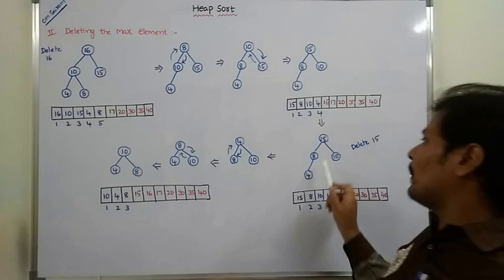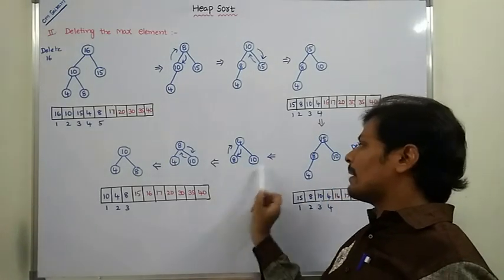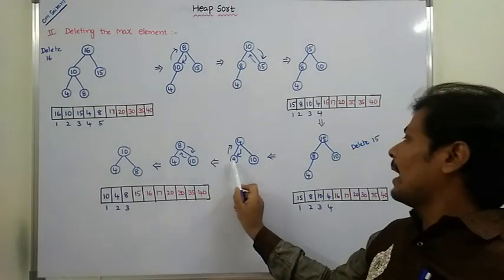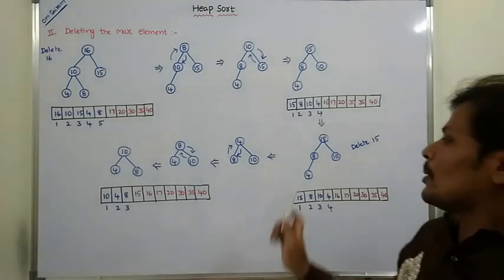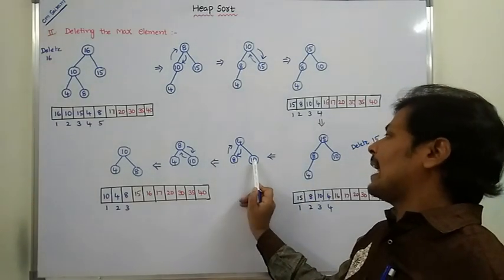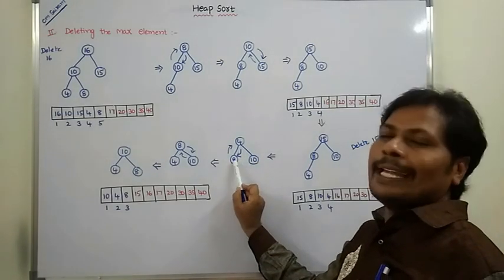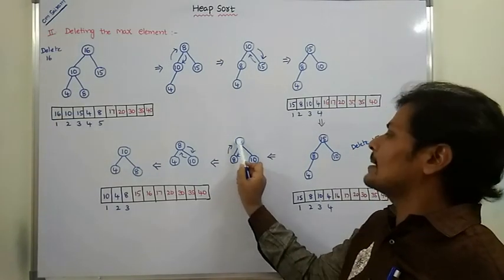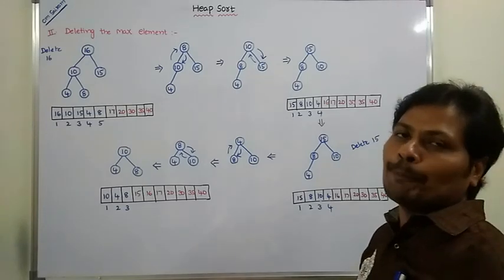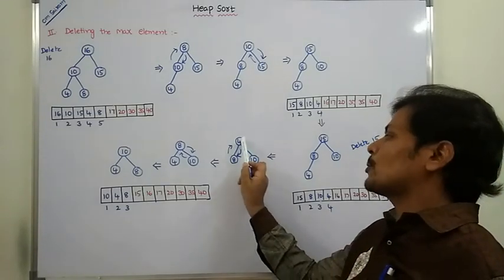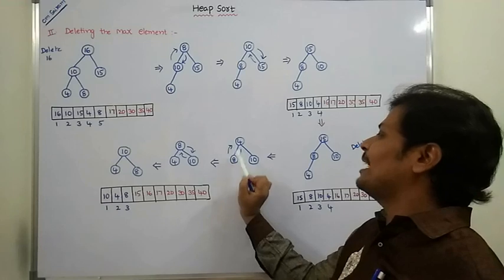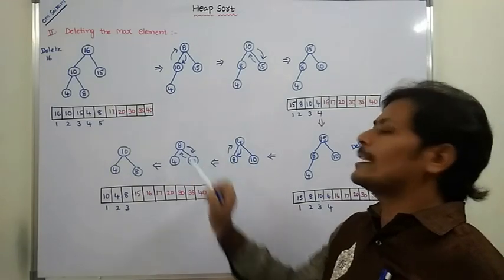Okay. After replacing 15 with 4, this is the tree we are getting. So 4, 8, 10. So 8 and 10 have the parent 4. Okay. Is 4 greater than 8? It is false. It does not satisfy the maximum heap property. Now we have to swap these two elements. Then 8 goes to this place, 4 goes to this place.